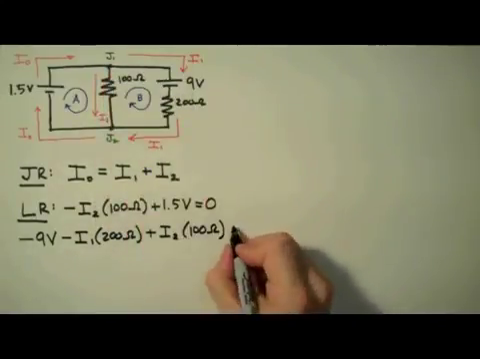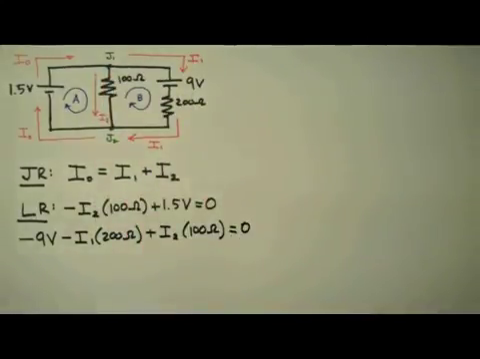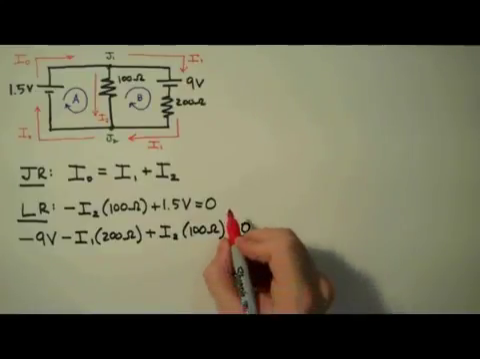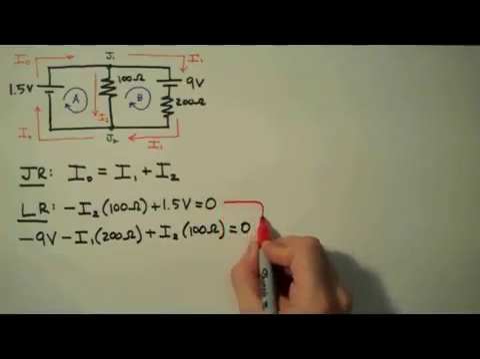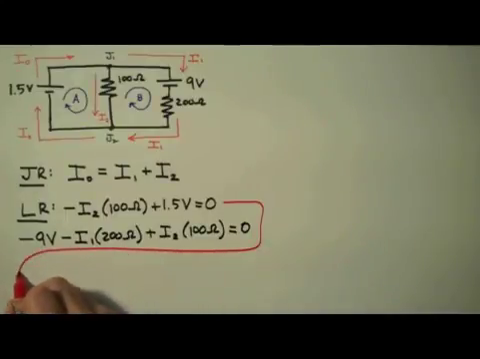Complete loop B. Set this equal to 0. And at this point, the physics of determining the current in this problem is done. All that's left is some algebra. We have 3 equations, 3 unknowns. We can solve this. I'm going to start with the middle equation here.